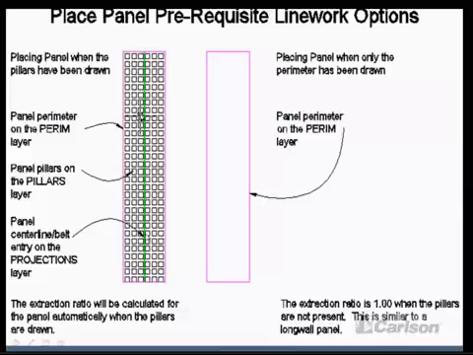It's not a requirement. We do have the option of planning without drawing the pillars, and we can just literally draw the panel perimeters on the perim layer, and then put a piece of text in here and use auto place panel by text, and it would be equivalent to having the pillars drawn.